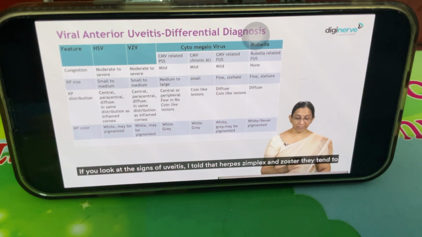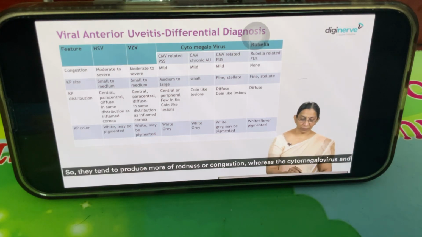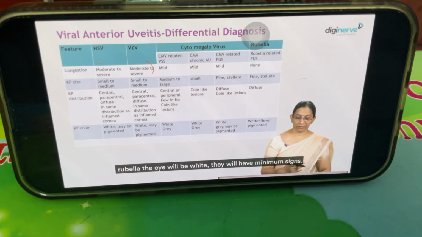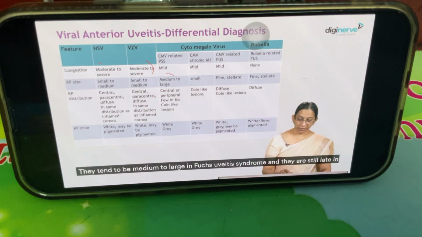If you look at the signs of uveitis, herpes simplex and zoster tend to be more symptomatic. So they tend to produce more redness or congestion, whereas with cytomegalovirus and rubella, the eye will be white. They will have minimum signs. The keratic precipitates tend to be small to medium in herpes simplex and zoster. They tend to be medium to large in Posner-Schlossman syndrome. And they are stellate in Fuchs uveitis syndrome.